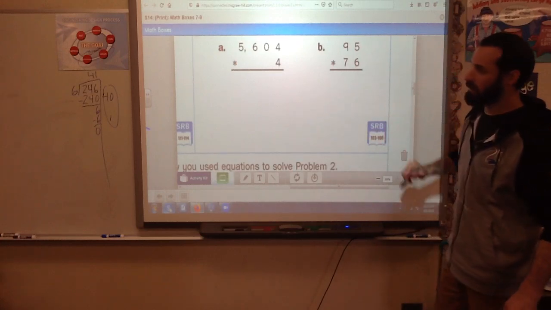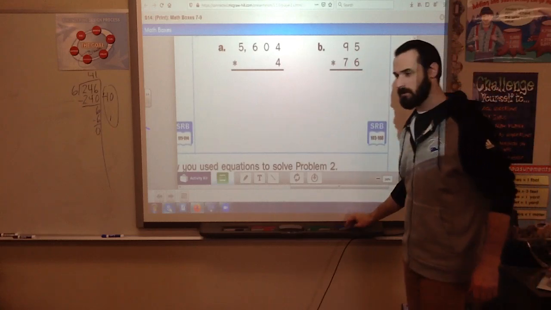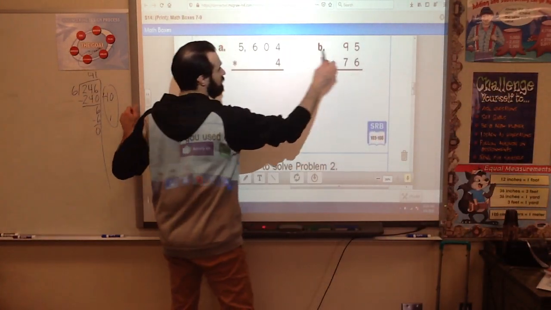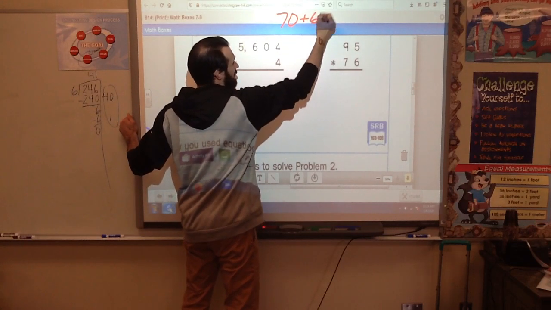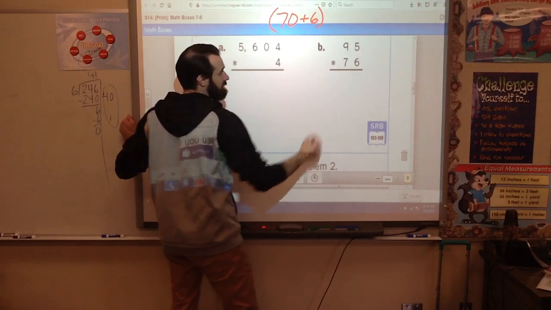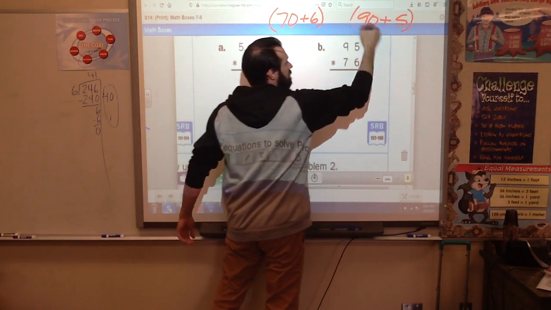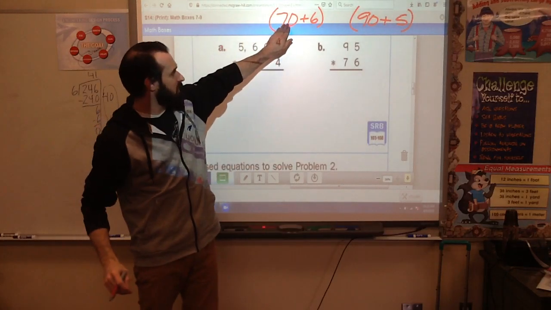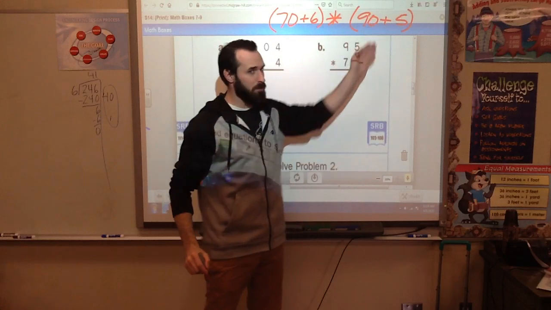Alright, so again, when we do partial products, we got to realize that each of these numbers is actually made up of 2. So 76 is made up of 70 and 6. And 95 is made up of 90 and 5. And we have to take each of these numbers and multiply it by both of these numbers.